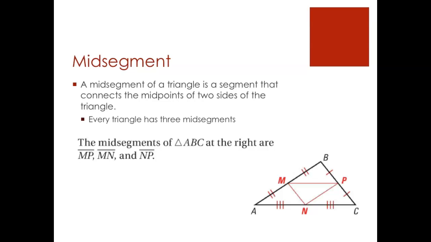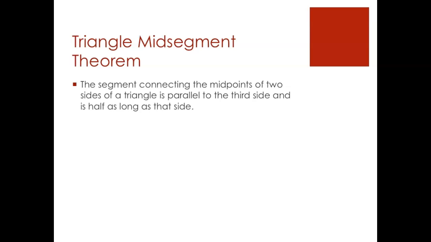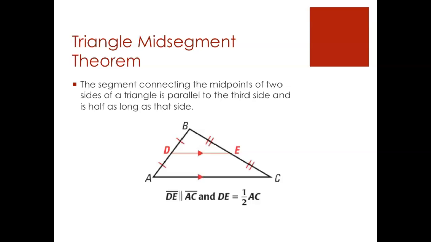So there is a theorem that goes along with midsegments, and this theorem says that the segment connecting the midpoints of two sides of a triangle, so the midsegment, is parallel to the third side and is half as long as that side. So here's an example. DE here is a midsegment that connects the midpoints of AB and BC. And this theorem tells us that DE is parallel to the third side, AC, and it is also half the length of AC. So DE is parallel to AC, and DE is equal to 1/2 of AC.